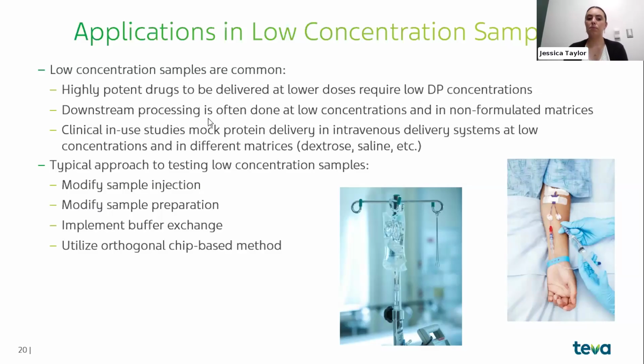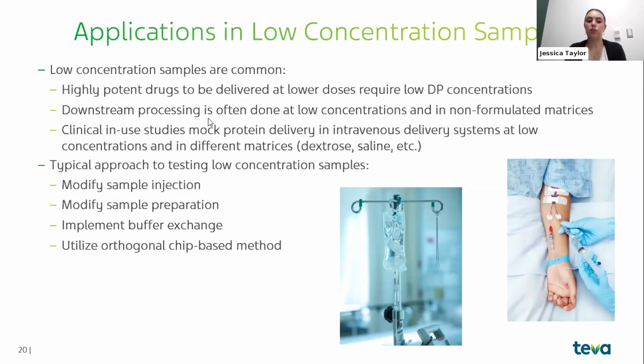So with our typical UV methods, my approach to testing these low concentration samples might include doing things like modifying our sample injection to either extend the injection time to allow the sample more time to enter the capillary, or switching from the traditional electrokinetic injection to a pressure injection. I may also modify my sample preparation to increase the final protein concentration in the prepared sample.